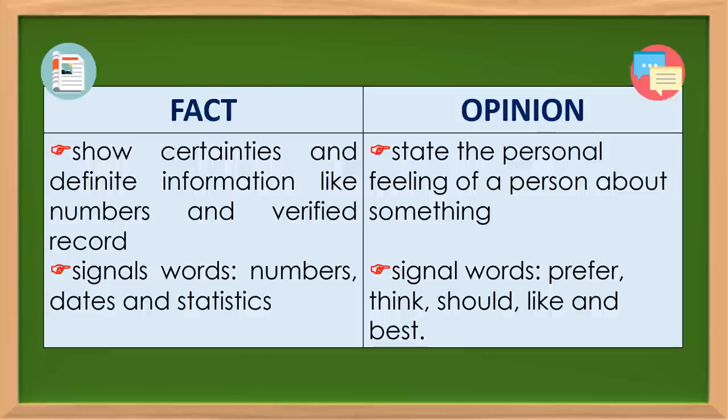To fully understand the difference between fact and opinion, study the given table. When you say fact, it shows certainties and definite information like numbers and verified records, while opinion states the personal feeling of a person about something. To prove the statement is a fact, here are the signal words: numbers, dates, and statistics. While for opinion, the clues are prefer, think, should, like, and best.